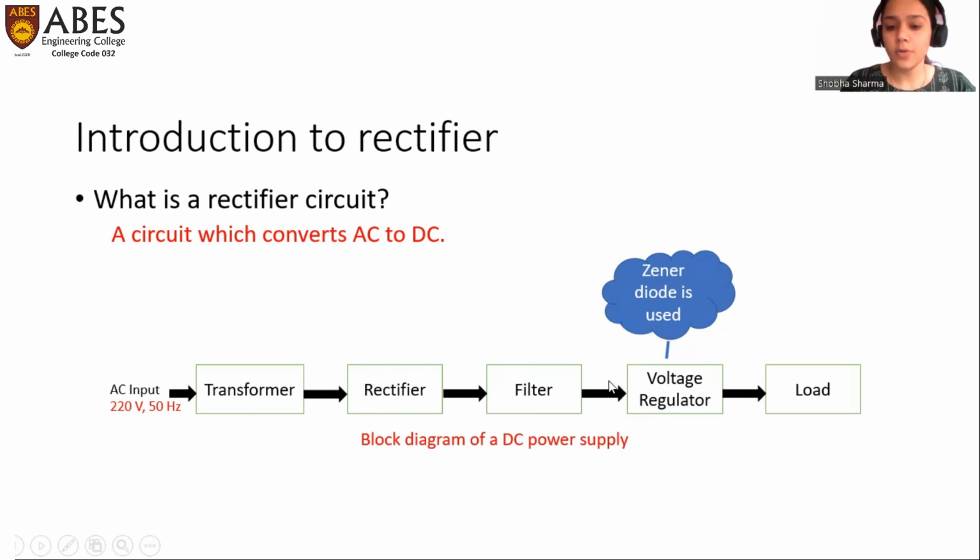Now, that DC output voltage is provided to the voltage regulator. This voltage regulator block is a very important block in analog electronics, and it is made up of Zener diode. It is a very important application of Zener diode, which is used as a voltage regulator. The function of this voltage regulator is to maintain a constant voltage across this load. Load can vary. That means the value of this load can vary in different applications. So to maintain a constant voltage across this load, a voltage regulator is used. So we will discuss more about rectifier in this video.